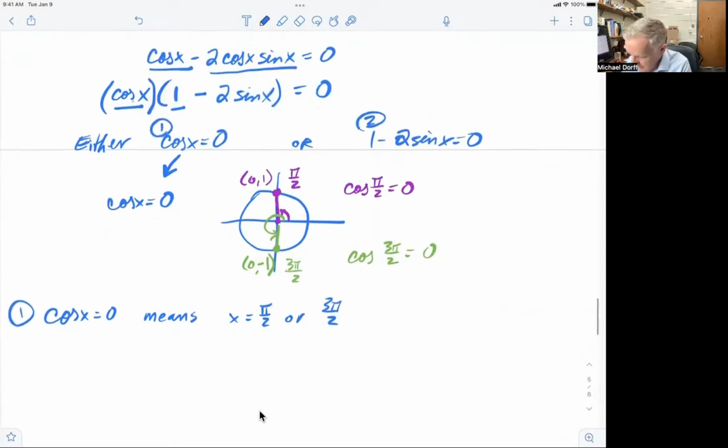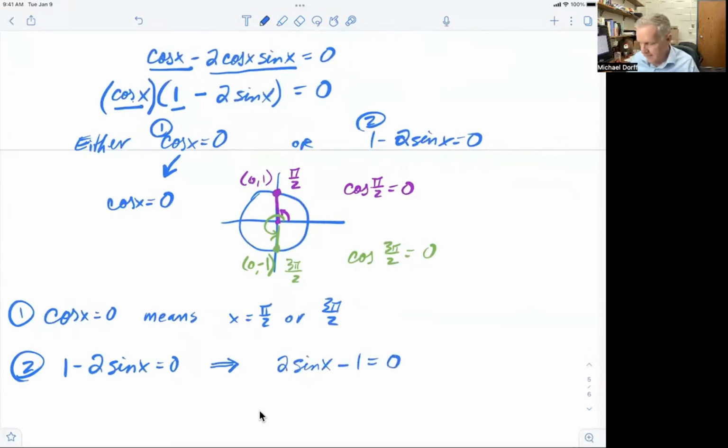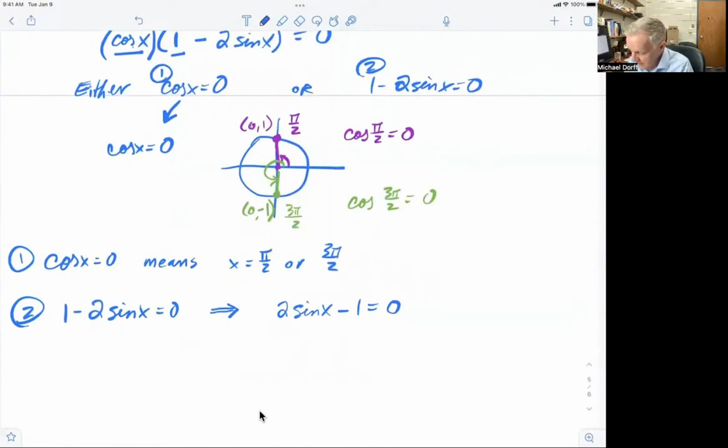Now what about the second one? The second one we had was 1 minus 2 sine x equals 0. Well, if I multiply everything by negative 1 and rewrite this, I'm going to use this little double arrow. That means it's the same thing as saying 2 sine x minus 1 equals 0. If I take what I have on the left here, 1 minus 2 sine x equals 0, multiply everything by negative 1, I get negative 1 plus 2 sine x equals 0 times negative 1, which is still 0. And then if I switch the order, I get 2 sine x minus 1. So those two are equivalent.